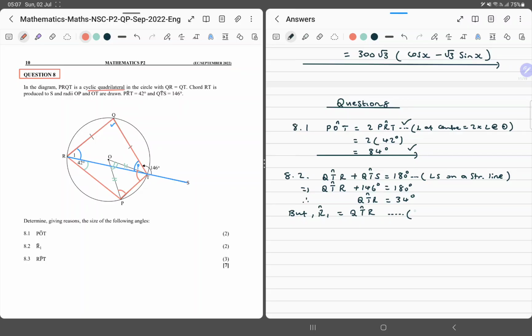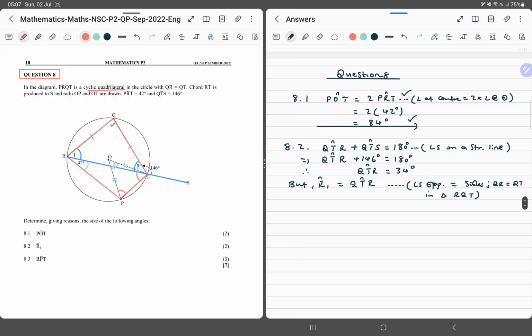which is because these are angles opposite equal sides. It is given that QR is equal to QT in triangle RQT. Okay, I'm trying to be as comprehensive as possible. We can say therefore angle R1 is 34 degrees. Of course, can you see here they're just giving you 2 marks, but there is so much work for you to do there.